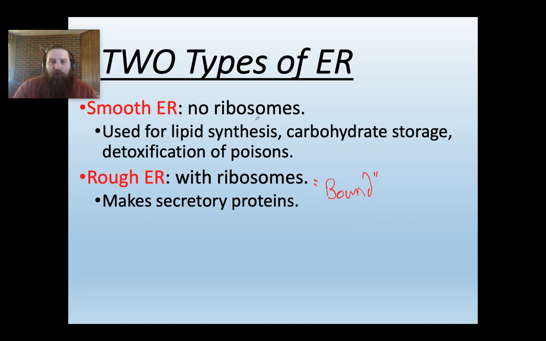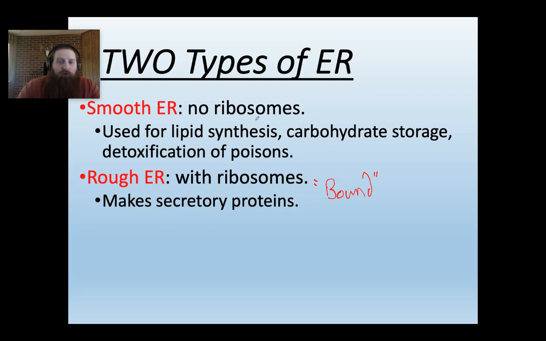Now, the smooth ER has a pretty cool job. It's used to make lipids, so it makes fats. It creates more cell membrane. It can be used to store carbs, and it can be used to get rid of poisons. So this is a pretty cool example of a time where we can directly connect the cellular function with maybe an organ in our body.